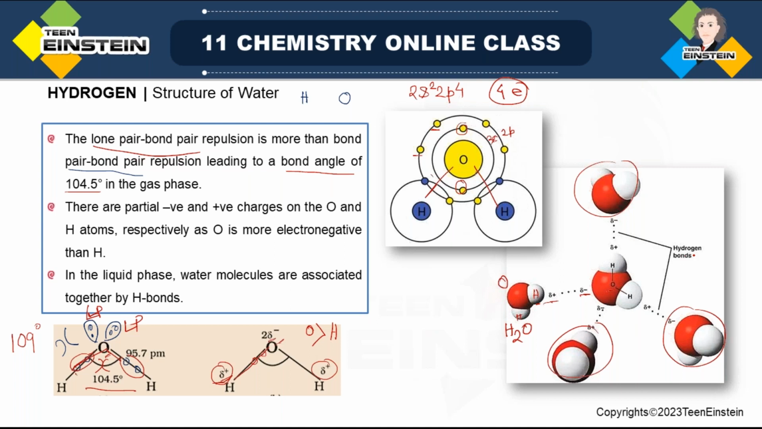Here, this type of hydrogen bond, a total of 4 interactions are shown in this picture. But remember, it is possible only in liquid phase, not in gas phase, because in gas phase the molecules are far from each other. So this is in liquid phase, and also in solid phase there is hydrogen bonding. Though the hydrogen bonding of water in liquid phase, that is liquid water, and solid phase, that is ice, there is a little difference. That we will see in the next slide.